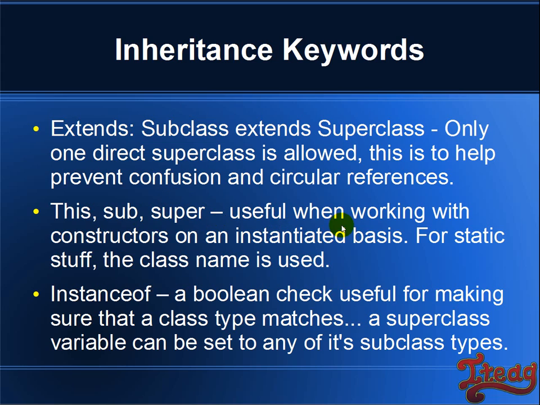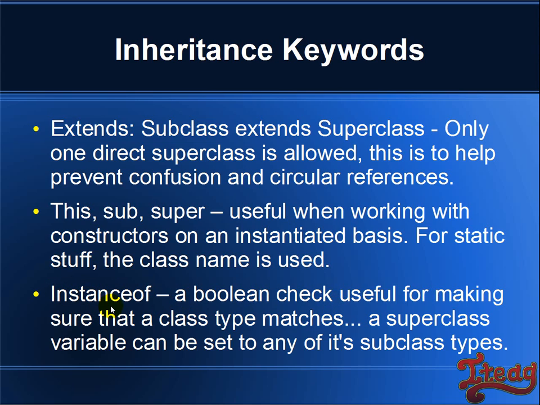But yeah, the instantiated basis is the key concept here for these keywords, and it's used to explicitly say stuff. I'll go into that in the example, but those are the keywords. Of course, if you made a static class or static functions, then you just use the class name rather than the instance.